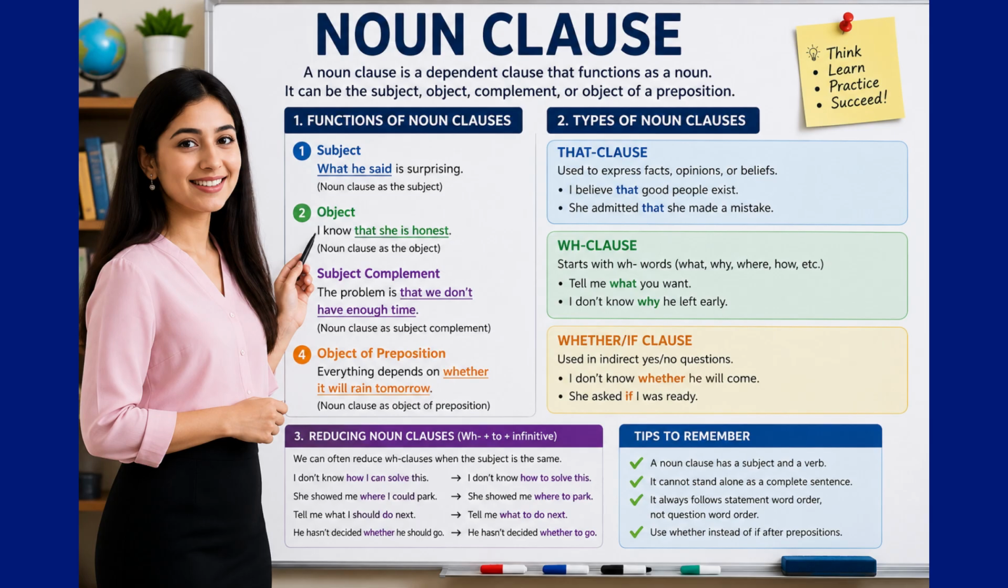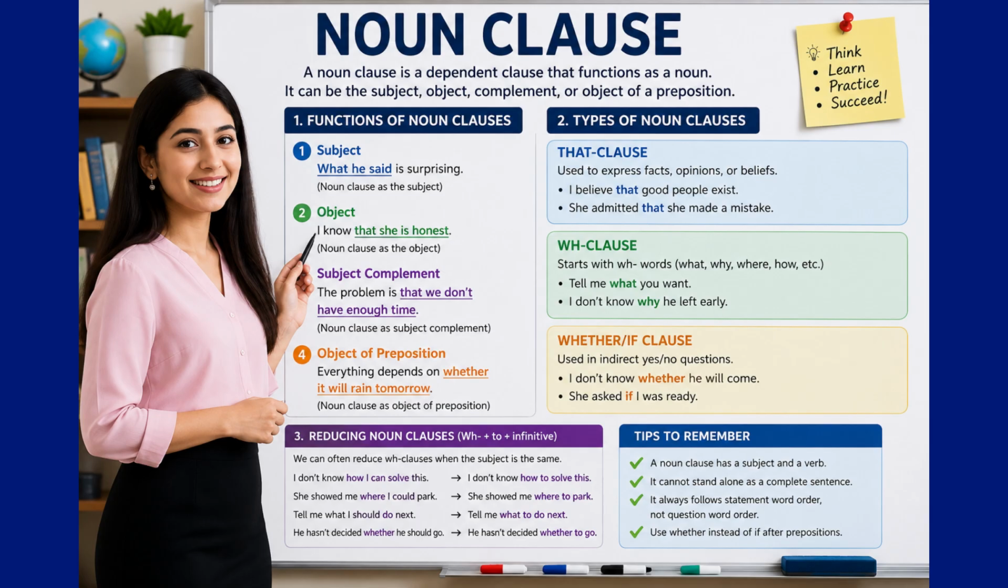The third function is serving as a subject complement, which means the noun clause follows a linking verb such as be, seem, or become. For example, "The problem is that we don't have enough time." "The truth is that nobody told us." "My concern is whether the project will succeed." In these examples, the noun clause explains or identifies the subject.